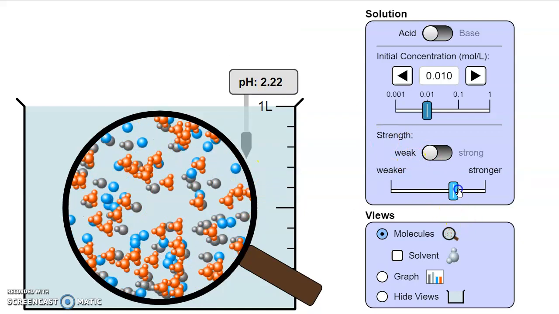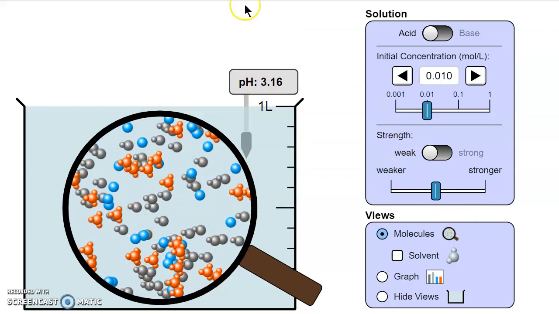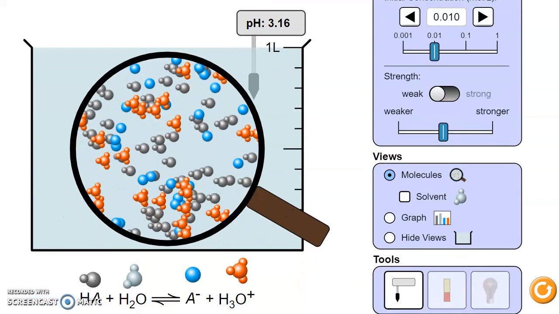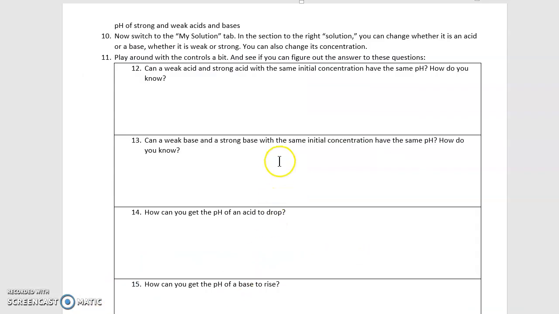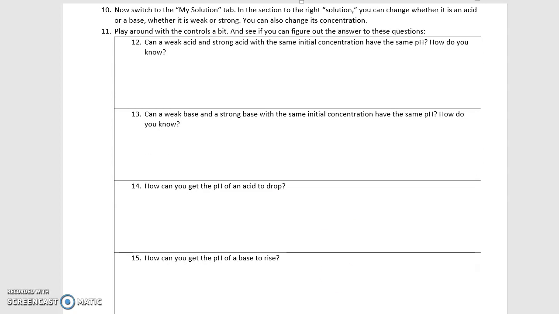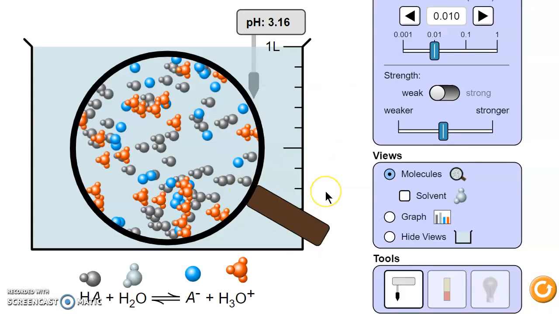You can also change them around and see what happens to the pH. That equation is also still down at the bottom for you, so you can see what changes in accordance with the equation. What you do have to do is play around and see what you need to look at to answer these questions. These are going to be exploration questions that you have to figure out on your own by messing around with the simulation right here.